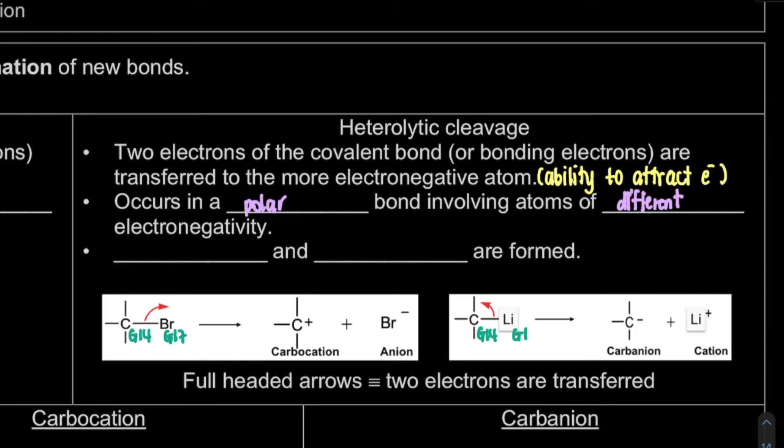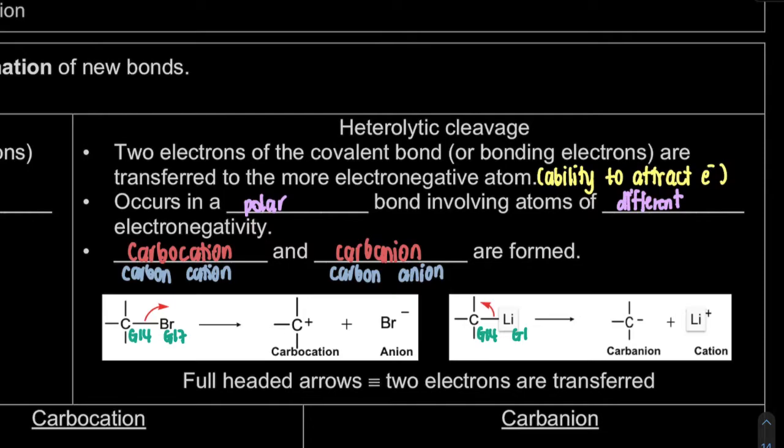For heterolytic cleavage, the intermediates that we form are carbocation and carbanion. A reminder, they have different names. Carbocation comes from carbon and cation, so that's why we get carbocation. Carbon and anion will form carbanion.